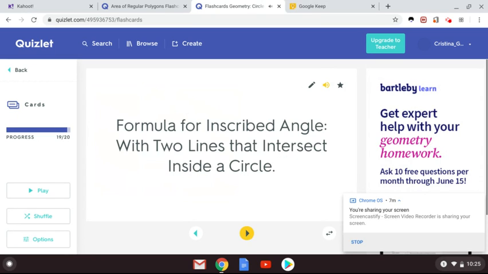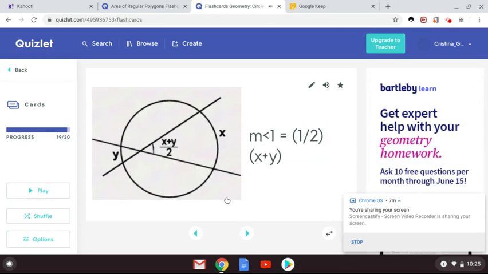Formula for the angle with two lines that intersect inside a circle. So for this angle, it could be this one or this one, the angle would be half of the sum of these two.